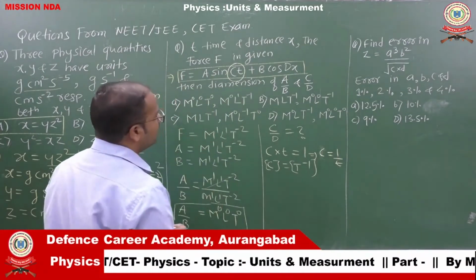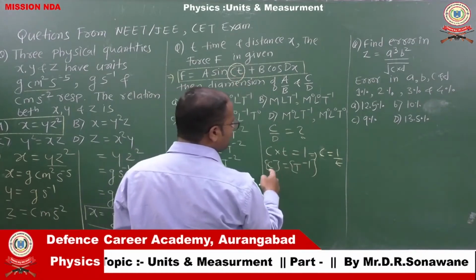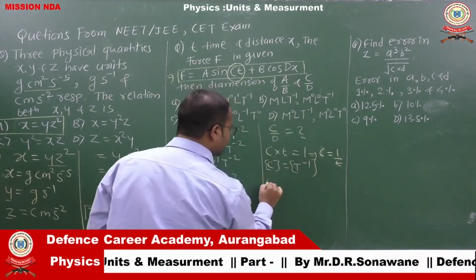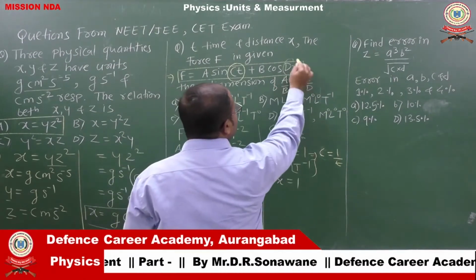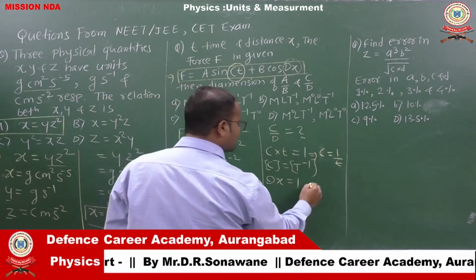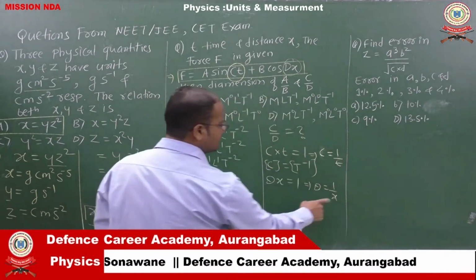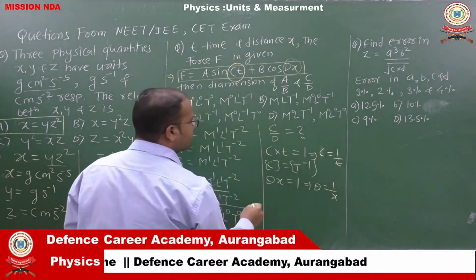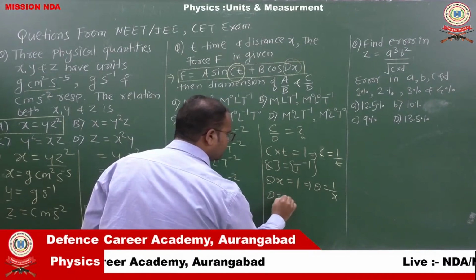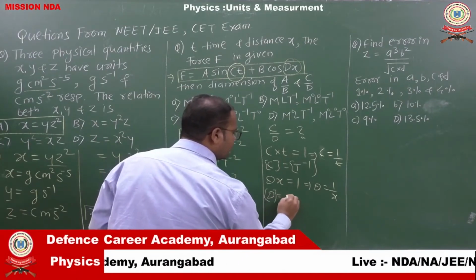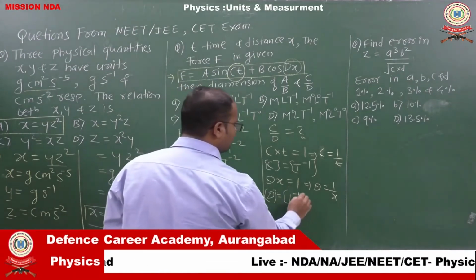It means this C has the dimension T to the power minus 1, right? T is time here and C is 1 by T. It means the dimension of C is T to the power minus 1. Again, for D, if we consider theta equals 1, then D is nothing but 1 by x. X is a distance, in meter, so the dimension of D is L to the power minus 1, right?